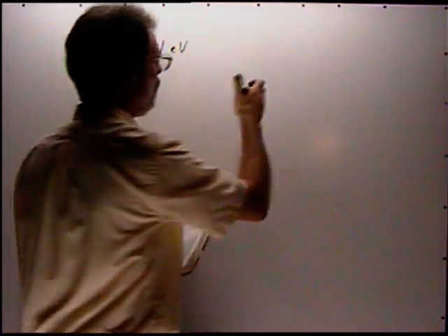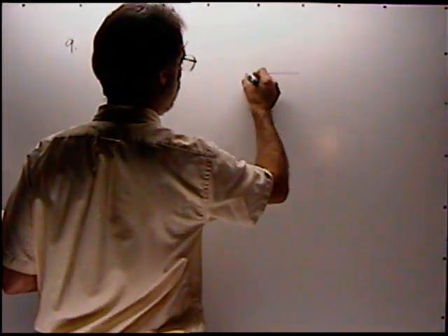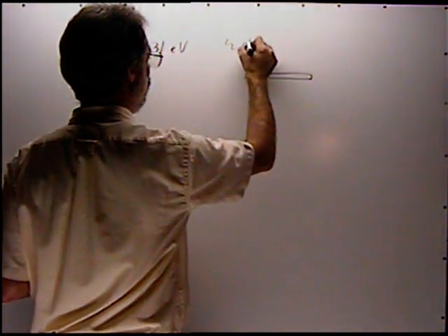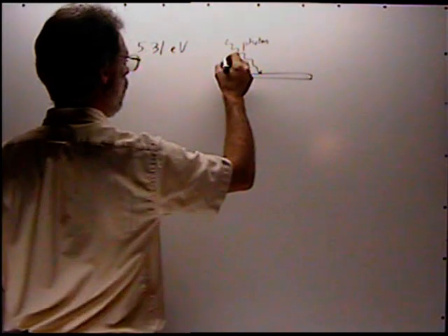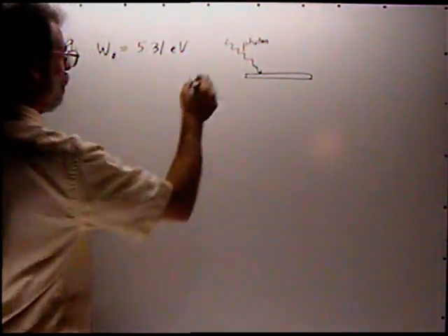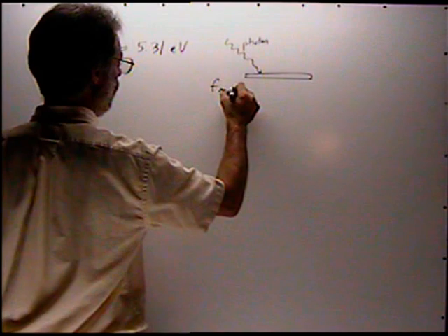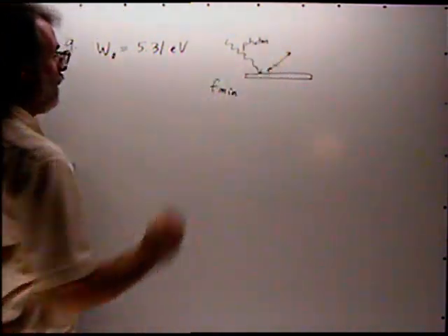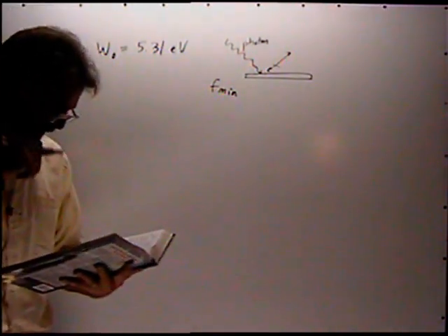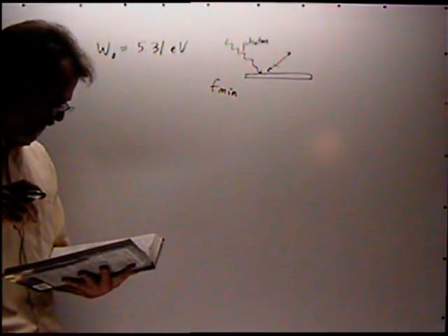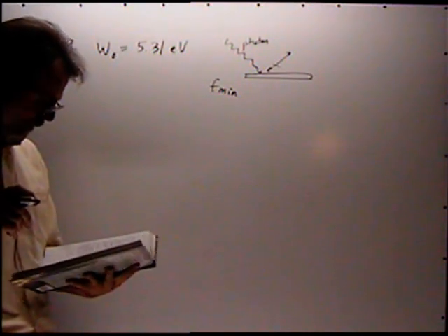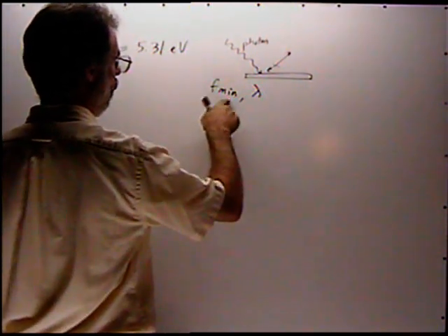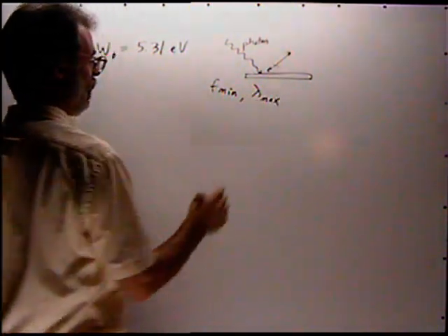What is the lowest frequency of light that will result in electrons being liberated from the metal? Okay, so here's the metal, and you have a photon. So the question is, what's the minimum frequency at which electrons will be kicked off? And what is the wavelength of the light? Remember, if we have a minimum frequency, then we have a maximum wavelength also.